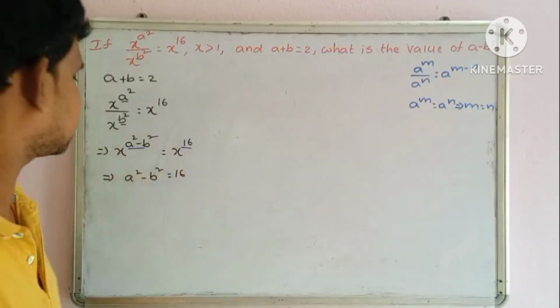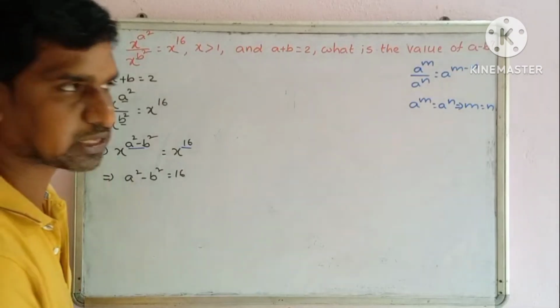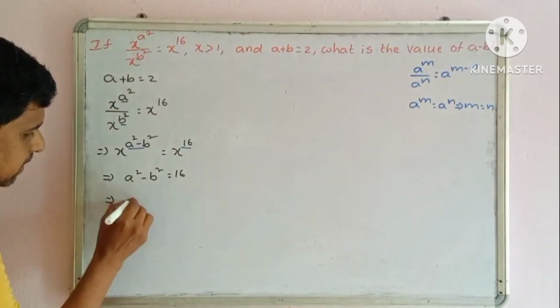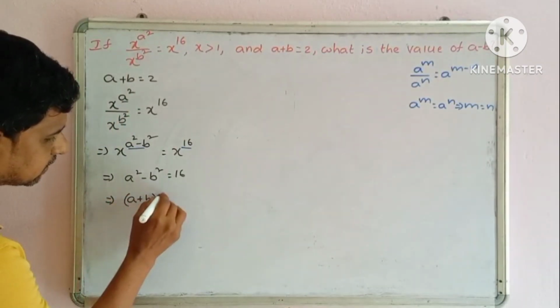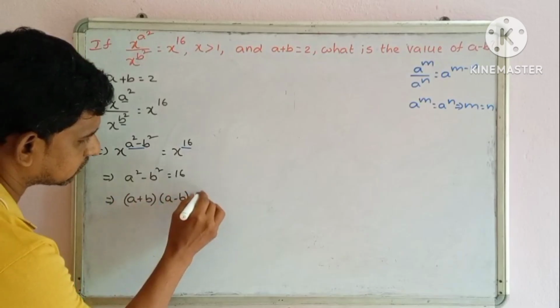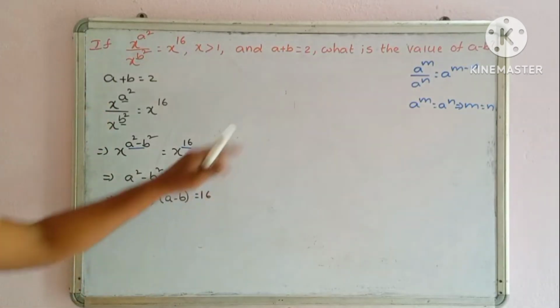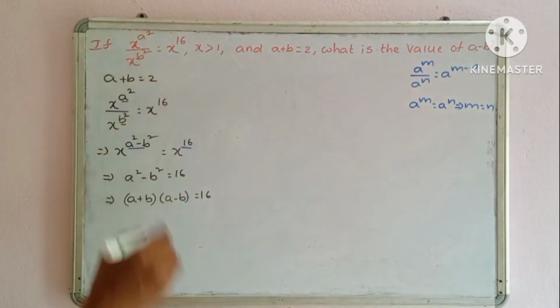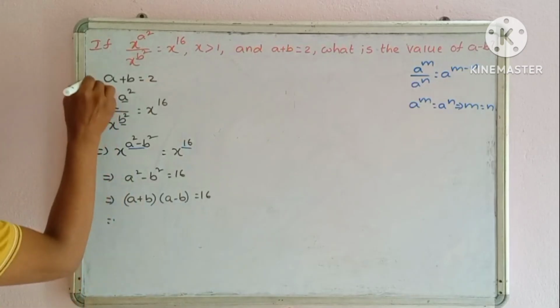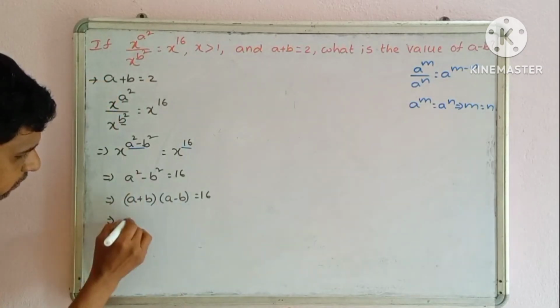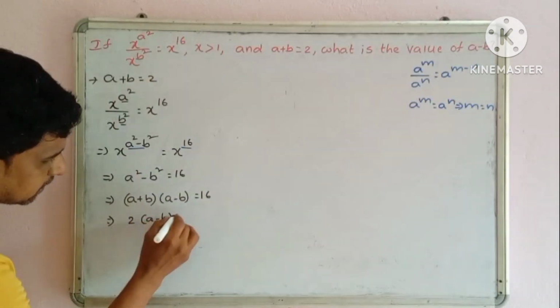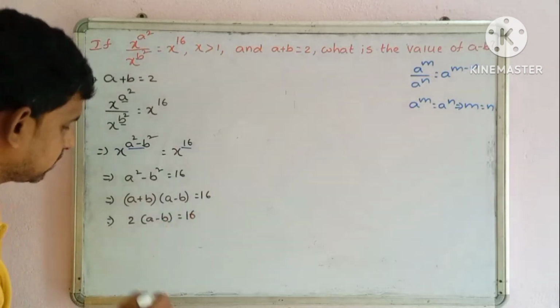M equals n. So a square minus b square. What is the formula of a square minus b square? (a plus b) times (a minus b) equals 16. But given a plus b is 2. So 2 times (a minus b) equals 16.